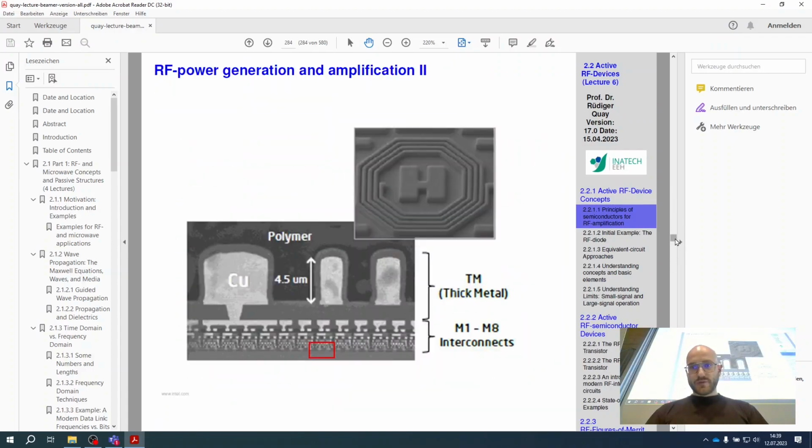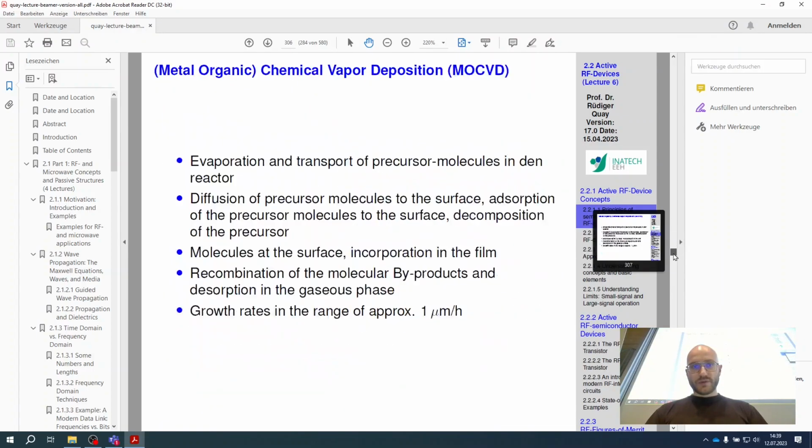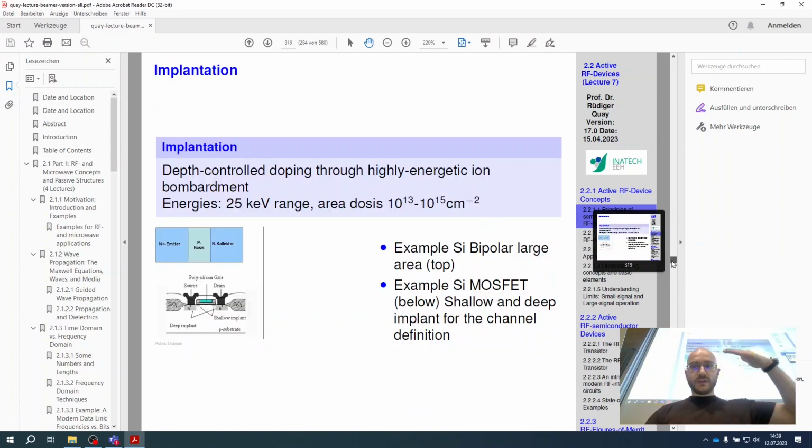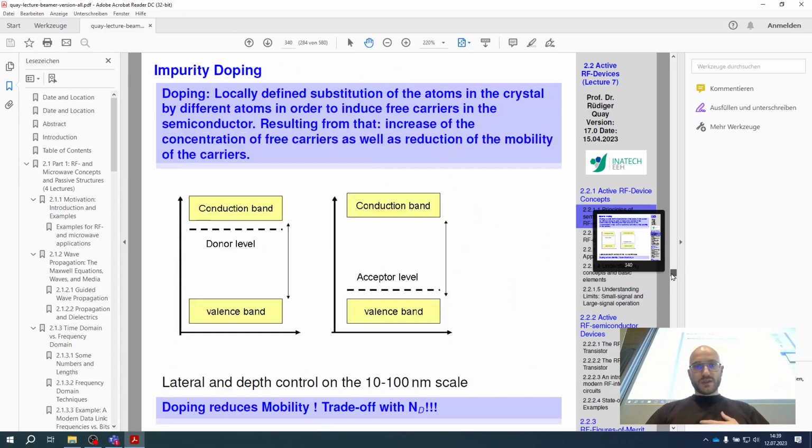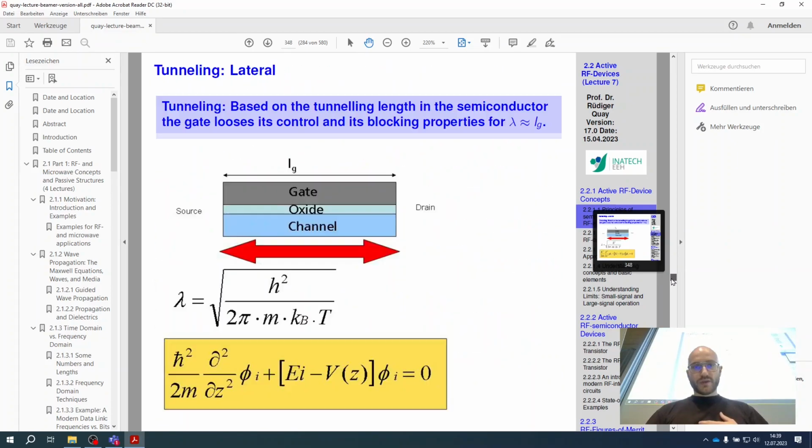This part was all covered by Professor Kwai with the epitaxial layers, with respective components, with processing, etching, and so forth, doping.